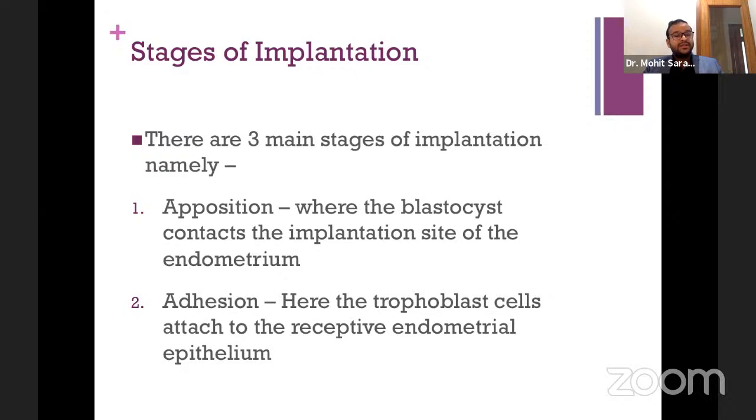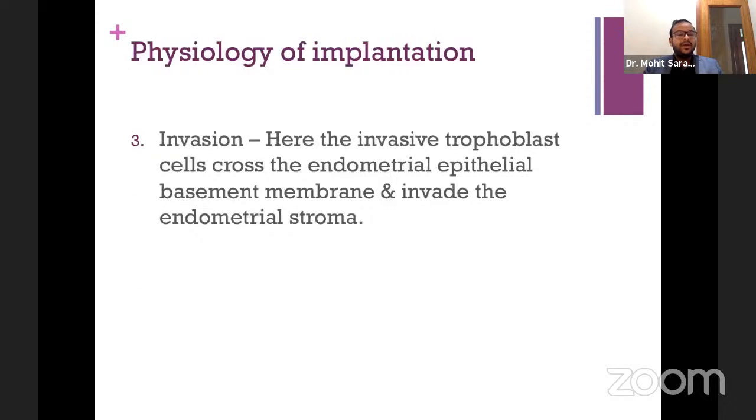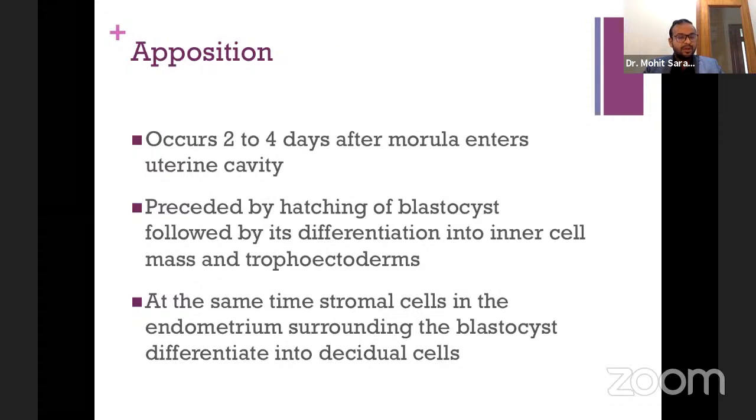There are 3 main stages of implantation, namely apposition, adhesion, and invasion in the same sequence. So apposition is where the blastocyst contacts the implantation site of the endometrium. Adhesion is where the trophoblast cells of the blastocyst attach to the receptive endometrial epithelium. And invasion is where the trophoblastic cells invade the endometrium, invade the basement membrane, and eventually invade the endometrial stroma, resulting in the formation of the placenta. Let's look at each of these a little bit more in detail.